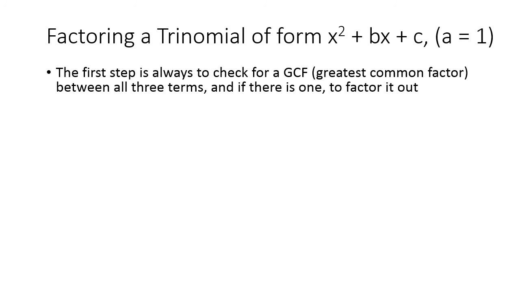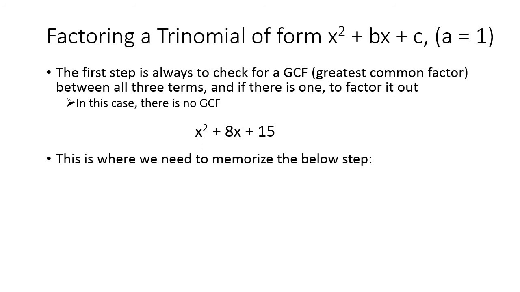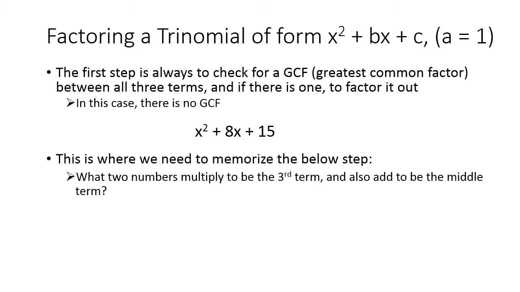So again, first step is always check for a GCF. In this case, there is none between the three terms, so we can't factor that out first. This is where we need to memorize the below step. What two numbers multiply to be the third term, 15, and also add to be the middle term? So this is one of the main things you need to memorize for factoring these kind of questions. The two numbers that multiply to 15 and add to 8, the middle term. Multiply to the last, add to the middle. Remember that.